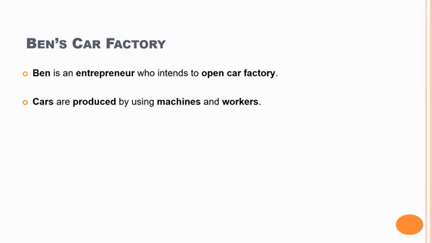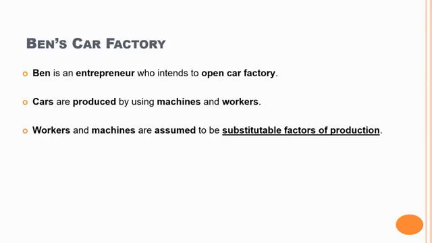There are two factors of production that are required to produce cars: machines and workers, or, well, capital and labor, pretty much. And we are going to make an important assumption. We are going to assume that workers and machines are substitutable factors of production, which means that you can either produce a given amount of cars with many workers and few machines, or produce this same amount of output with few workers and many machines.